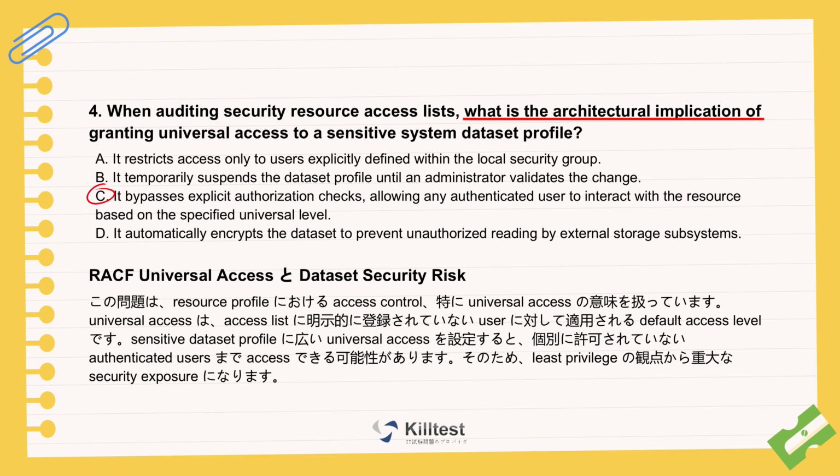Well, in a RACF-style framework, granting universal access means any authenticated user completely bypasses explicit authorization checks for that specific resource. Really? They just bypass it entirely? Yeah, they automatically inherit a default access level just by being on the system. Here's where it gets really interesting. I mean, isn't that just leaving the digital front door wide open for everyone? It absolutely is a massive risk for sensitive data.